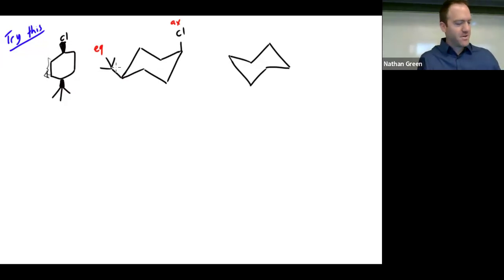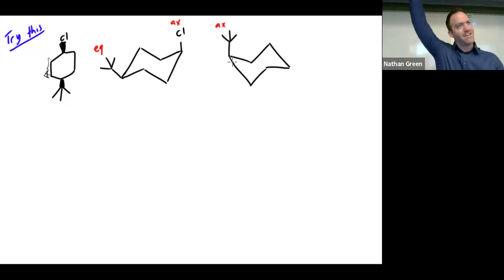Okay, so the T-butyl group over here was equatorial up. The T-butyl group is now here what? Axial up. Kind of waving hi to you, right? It's like, hey. 1, 2, 3, 4 on the other side. I had a chlorine that was axial up. Is the chlorine still up here? And what? Equatorial up.